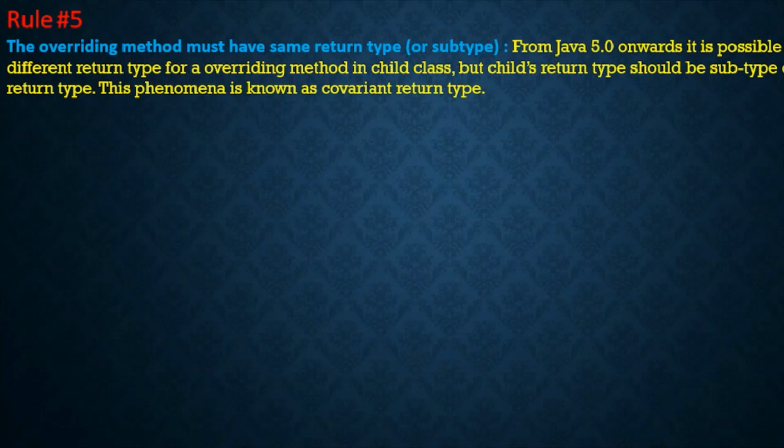If you are overriding the add method in the subclass, then the return type of the subclass should be double or less. That means we can take it as int also, and it will work, because the return type is a subtype of double, that means int. Okay, so in case of return type, it should be the same or a subtype.